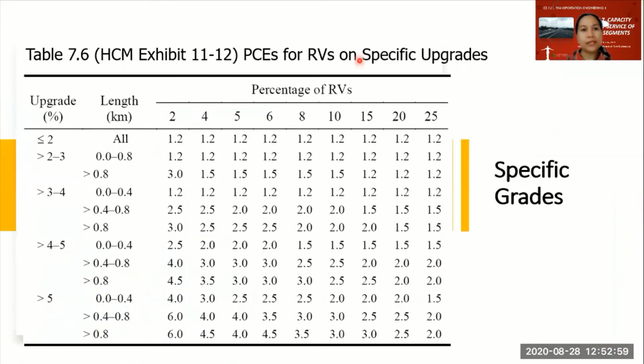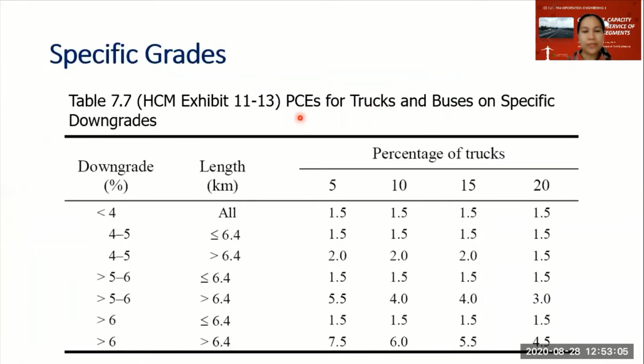This table is used for PCEs for RVs on specific upgrades, and this is for PCEs for trucks and buses on specific downgrades.